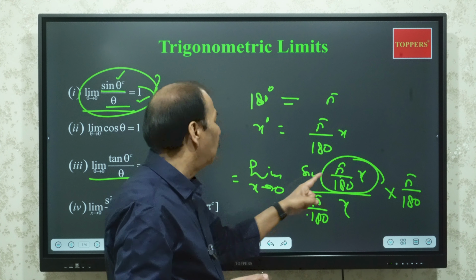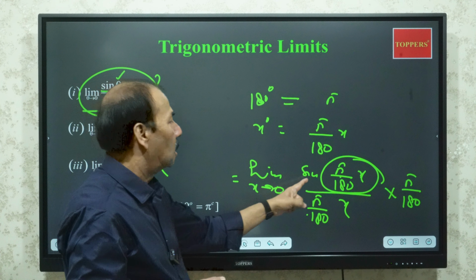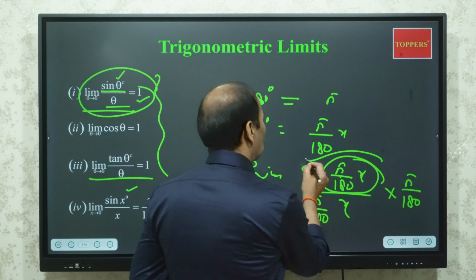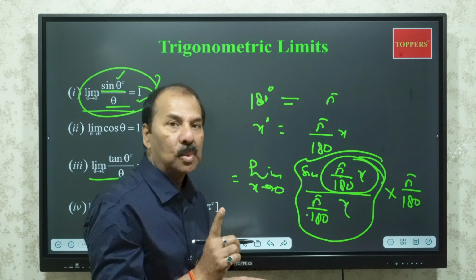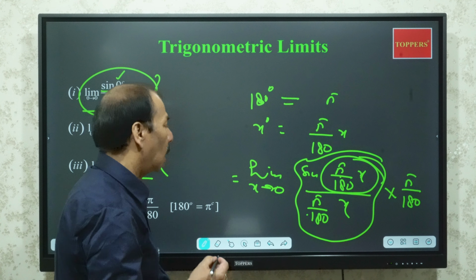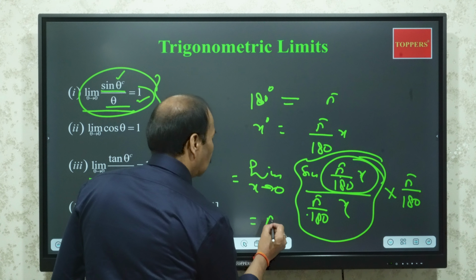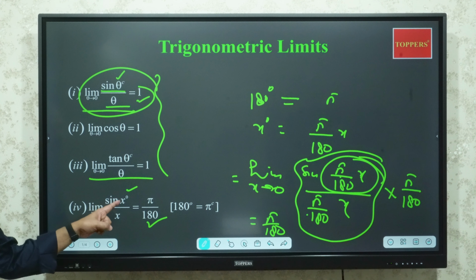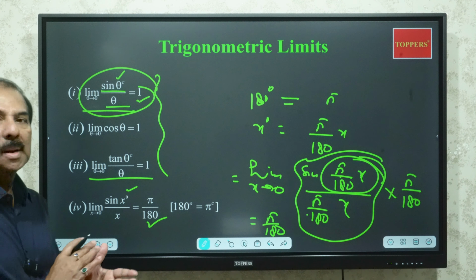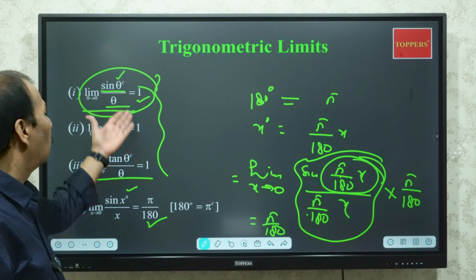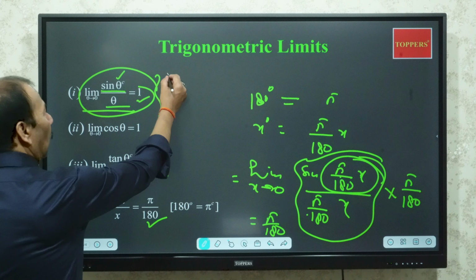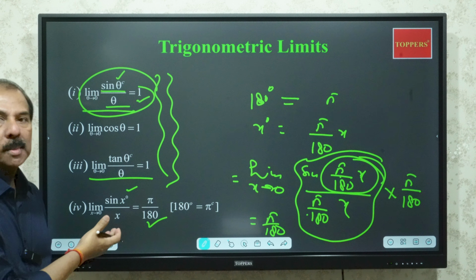So we are able to justify this relation that sine theta upon theta when theta tends to 0 is 1. So the limiting value of this entire part is equal to 1. So 1 into pi upon 180 becomes pi upon 180. Your answer is pi upon 180. Wherever the angle is marked in degree, first change that degree into radian and then use the standard relation. That is the intention behind this. Otherwise, we always directly use this relation and calculate whatever is needed.